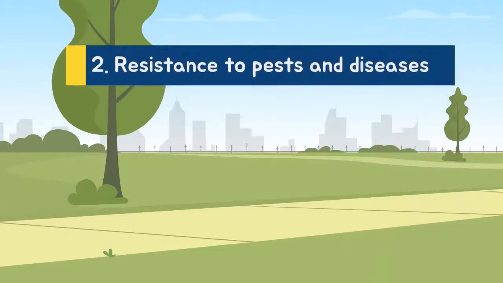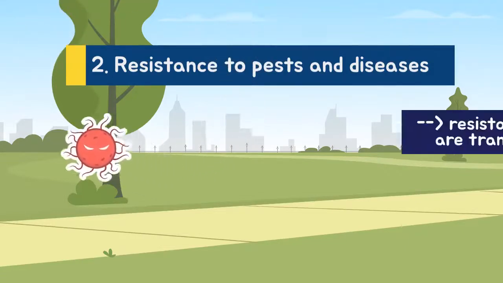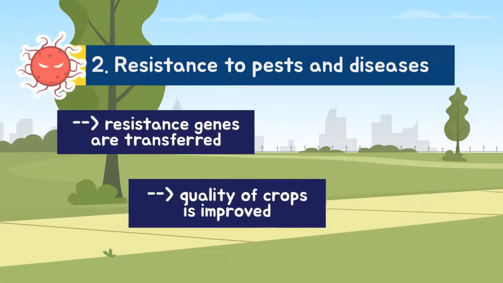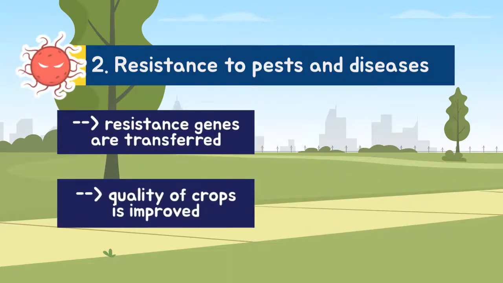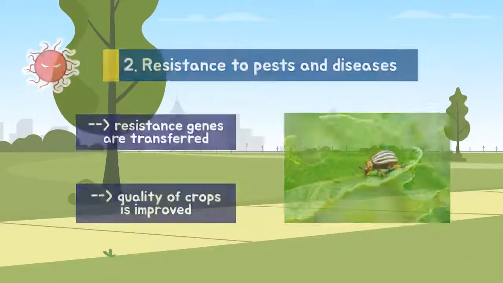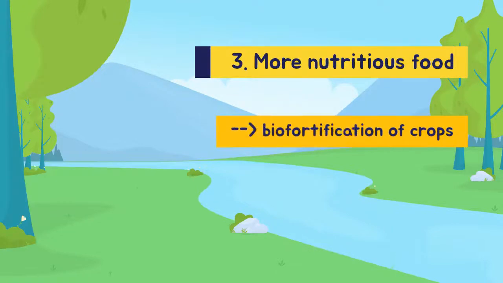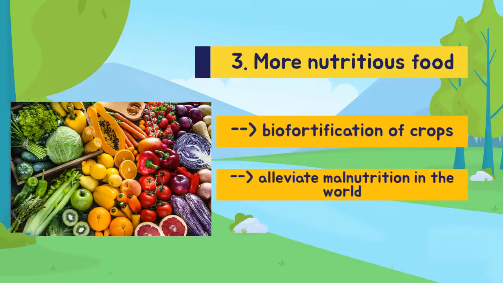Besides, it also develops resistance in crops towards pests and diseases. This is done by transferring resistance genes into the plant's genome. Therefore, the quality of crops is improved. Furthermore, it produces food which is more nutritious. This is due to the biofortification of crops. As a result, it helps to alleviate malnutrition in the world.